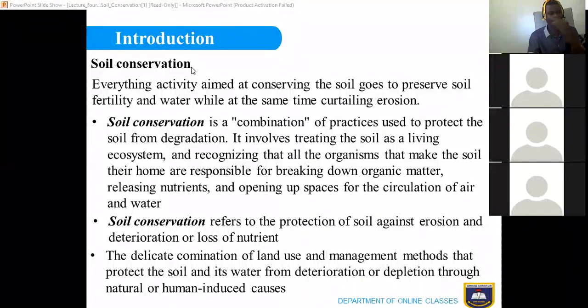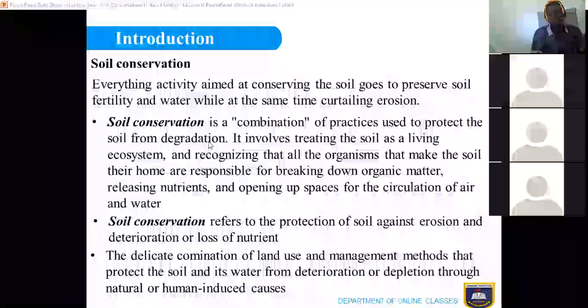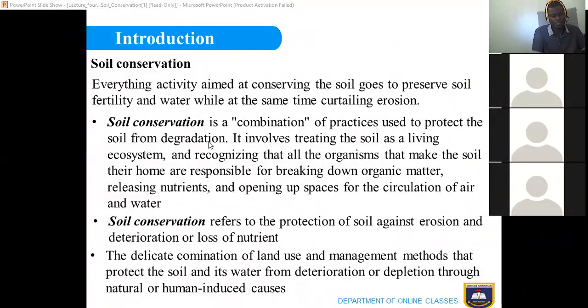So technically, soil conservation is a combination of practices that are used to protect the soil from degradation. All the practices that are used to protect the soil from degradation refer to soil conservation. Now, in order to do soil conservation, you need to regard the soil as a living ecosystem, where there are organisms, both living and non-living, which interact with one another to provide a balanced system. If you regard the soil as an ecosystem, that will make you recognize that all the organisms that are in the soil must be there for the soil to be the soil.